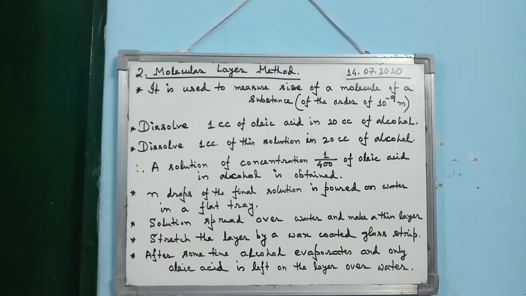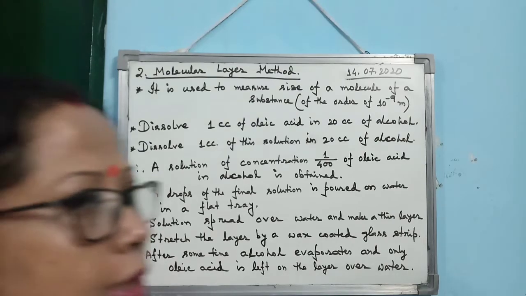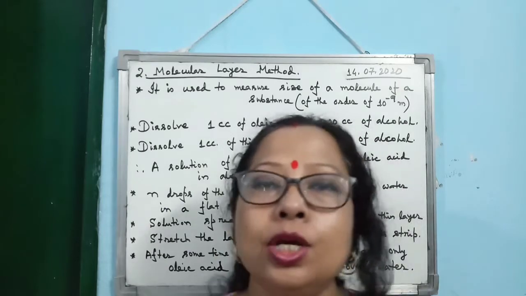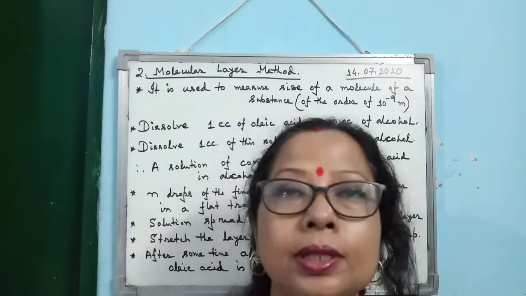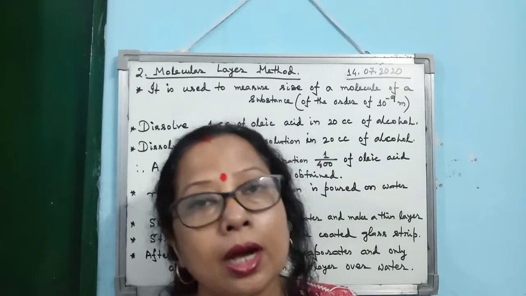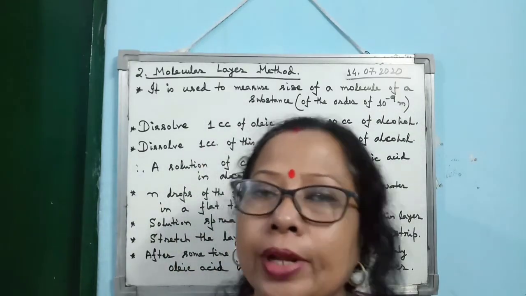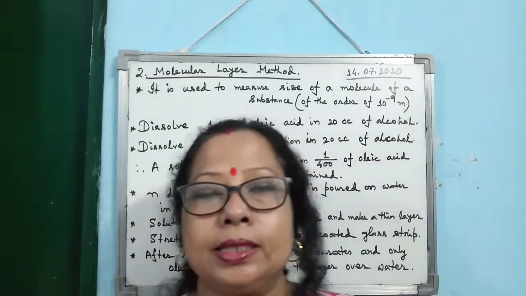Now the next indirect method for measuring small distance is known as the molecular layer method. From the name only you can make out that this method is used to find the size of a molecule, which is of the order of 10 to the power minus 9 meter.